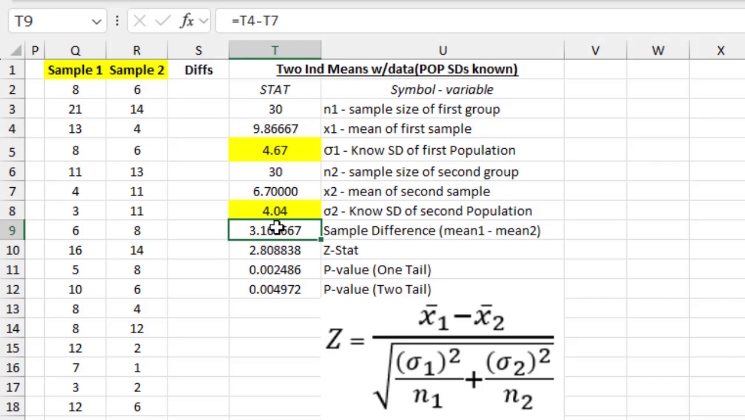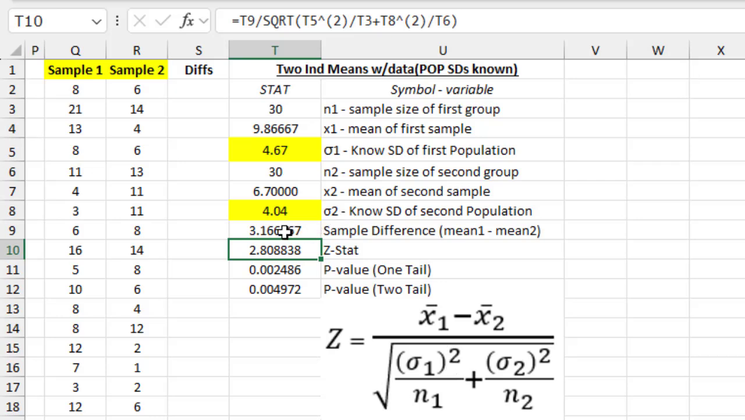Okay, the sample difference, that's really easy. We're literally just taking the difference of our two means, so that's why it's T4 minus T7, right? Because again, I'm in column T, you could be in something else. So there's T4 minus T7. Right? If I click up here, you can see where it highlights, it's the blue one minus the red one. So that's pretty simple. And then we have to recreate this formula in Excel.